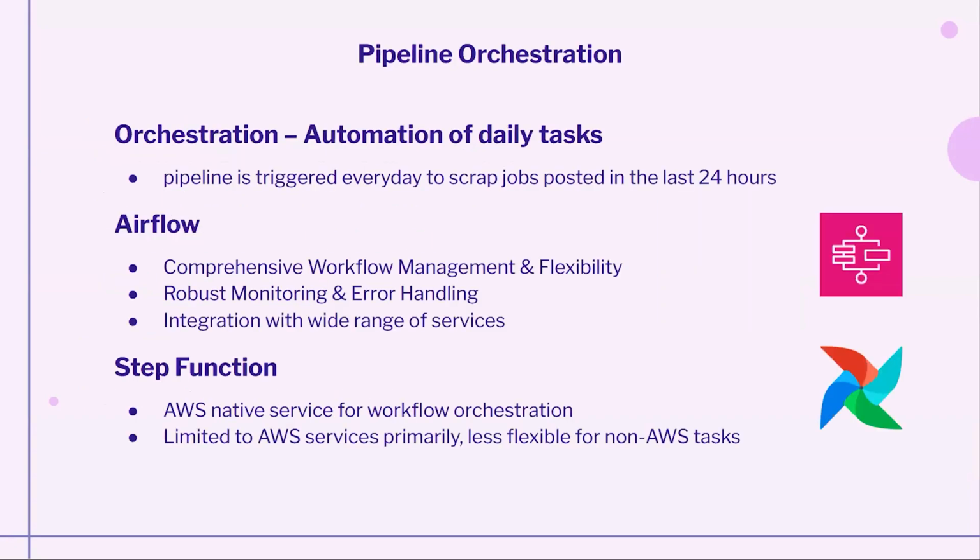So for orchestration, we use both Airflow and Step Functions. The pipeline is triggered daily to scrape jobs posted in the past 24 hours. Airflow provides flexibility, robust monitoring, and integration with a wide range of services, making it ideal for complex workflows. And Step Functions excels at orchestrating tasks within the AWS ecosystem.